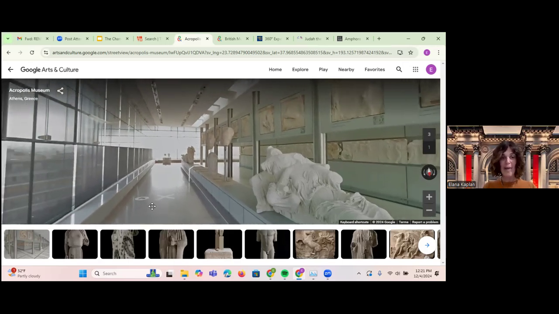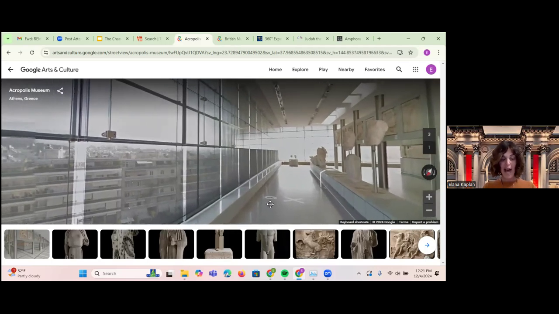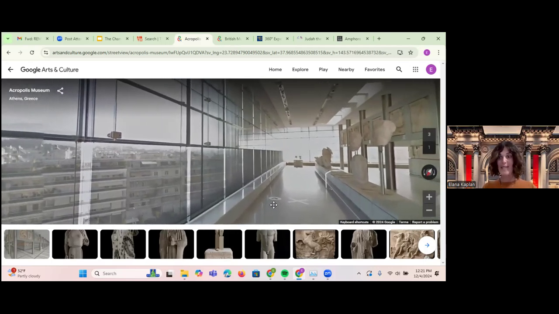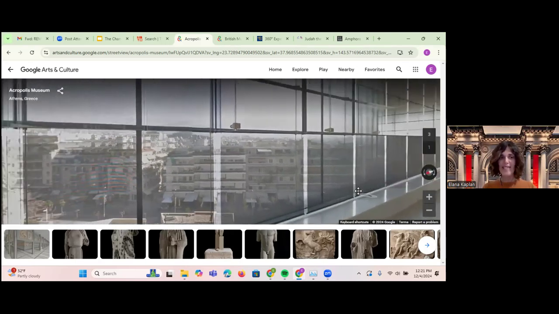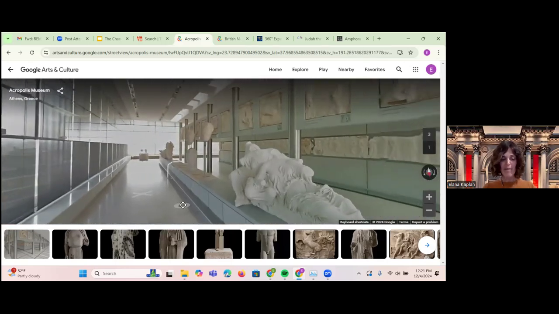Now, it's really an amazing architectural museum. You can see it is surrounded by all these glass panes. What's interesting about that is that it really connects the modern city. You can look out of the window and see modern Athens with ancient parts of the city. And that makes it a really evocative experience to be able to look out and see modern Athens and ancient Athens at the same time.